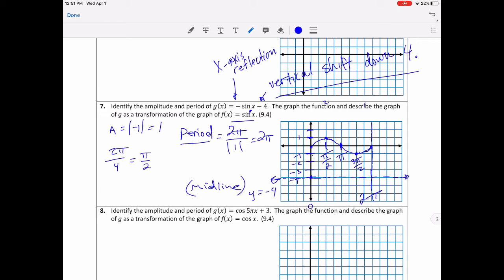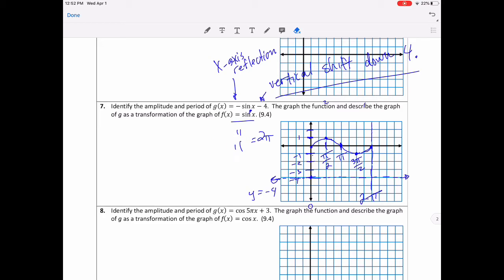Okay, so let me erase a little. And again, this is our midline, y equal to negative 4. I'll leave it there. Amplitude of 1, period of 2 pi. Then what do we do? Well, we want to make a table. Well, 0, pi halves, pi, 3 pi halves, and 2 pi. And we want to evaluate.